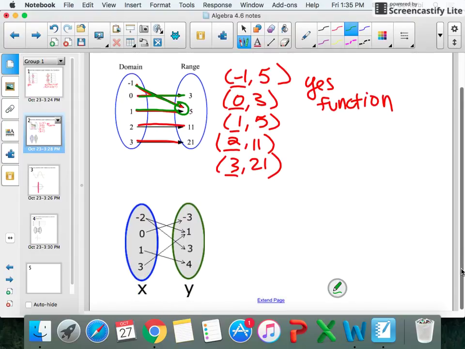If we look at our second example here, we've got -2, 0, 1, 3 in our domain, and then -3, 1, 3, and 4. From -2 it goes to 1, and it goes to 3. That automatically tells us that we've got (-2, 1) and (-2, 3) as our points. So right there, we have two of our x's that are the same. For that reason, it's not a function.